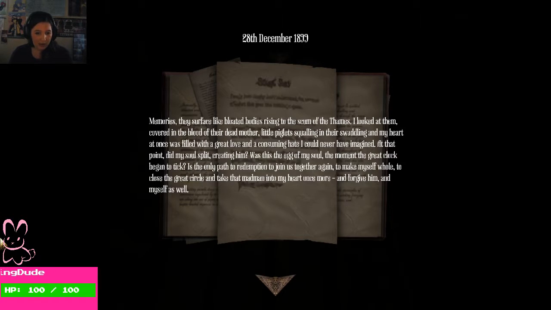December 1899. Memories, they surface like bloated bodies rising to the scum of the Thames. I looked at them, covered in the blood of their dead mother, little piglets squalling in their swaddling, and my heart at once was filled with great love and a consuming hate I could never have imagined. At that point, did my soul split, creating him? Was this the egg of my soul, the moment the great clock began to tick? Is the only path to redemption to join us together again, to make myself whole, to close the great circle and take that madman into my heart once more, and forgive him, and myself as well.